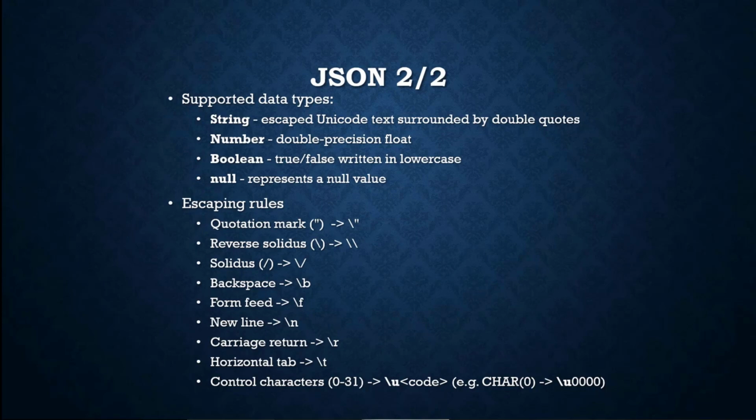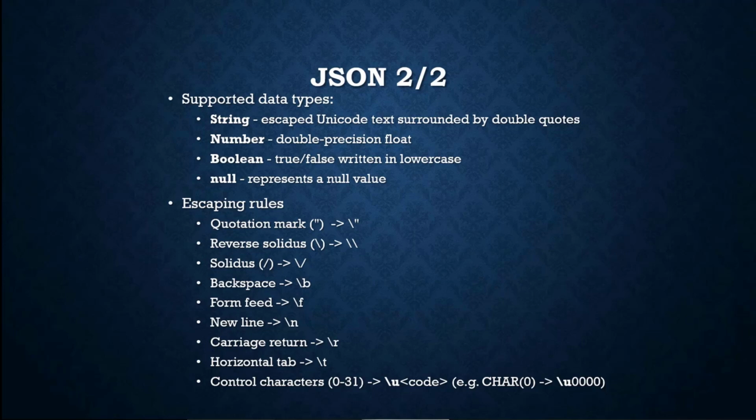A JSON string is a sequence of Unicode characters surrounded by double quotation marks. Special characters must be escaped, of course. And here you can see the escaping rules for special characters. Control characters are always represented by a backslash plus u and the code of the character.